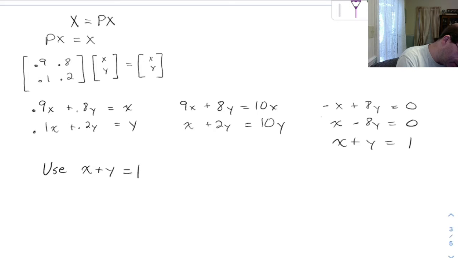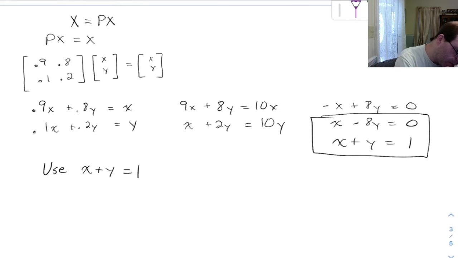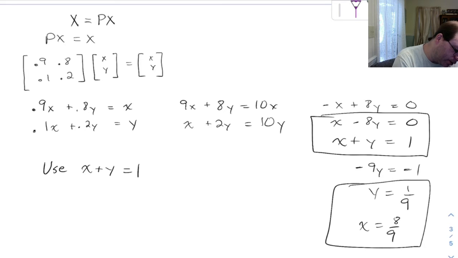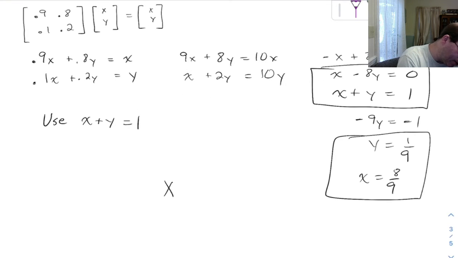I'm just going to take these two here and solve those. If I do the top minus the bottom, I get x - x is 0, -8y - y is -9y, and 0 - 1 is -1. So y is 1/9, and if x + y = 1, x has got to be 8/9. If we write that as the steady state vector, it's going to be x on top, y on bottom.